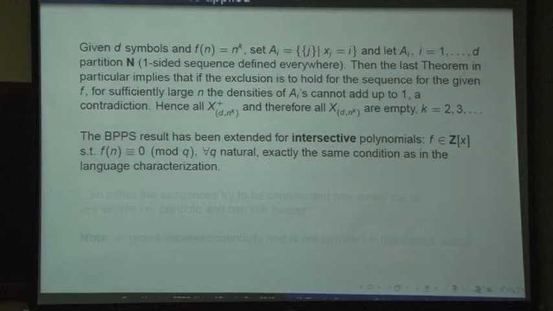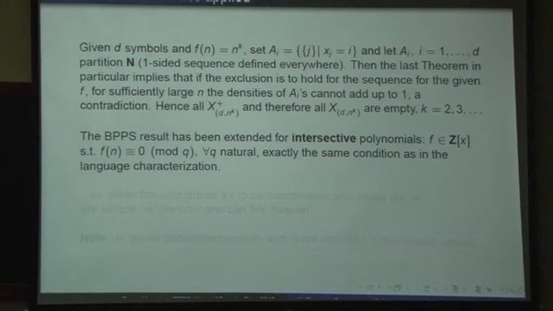Okay, so this last theorem in particular implies that if the exclusions are called for all of these subsequences for this given f, then for sufficiently large n, the densities of them just can't add up to 1 anymore. This is a contradiction with assuming that there was a sequence all the way to infinity. So that means that this space has to be empty, and that implies that these are empty. That's kind of disappointing. But it also tells you that you have to be pretty careful when you try to go outside such as a finite type, or such systems where you have a finite rule for what's included and what's not.